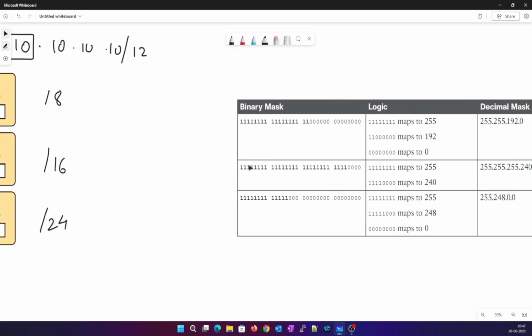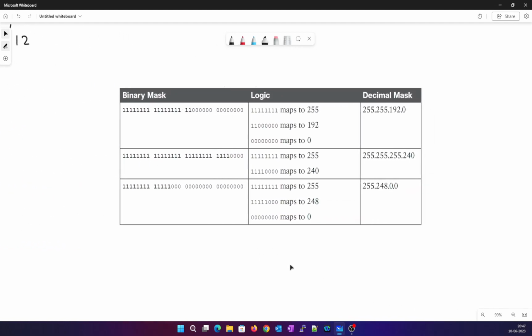So here is an example of a classless address mask. Here, this is 8 bits of 1, here is another 8 bits of 1, and then I just have 2 bits. So I have 8 plus 8 plus 2, that makes it 18 bits of consecutive ones. So how do we write this in a decimal format?